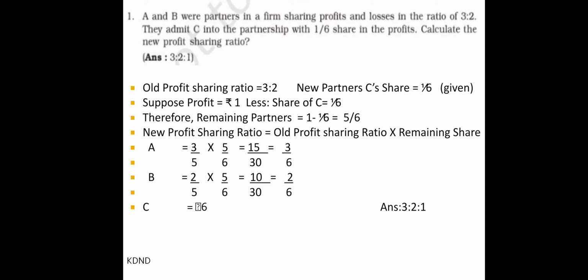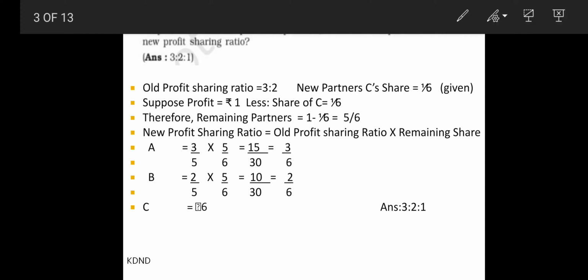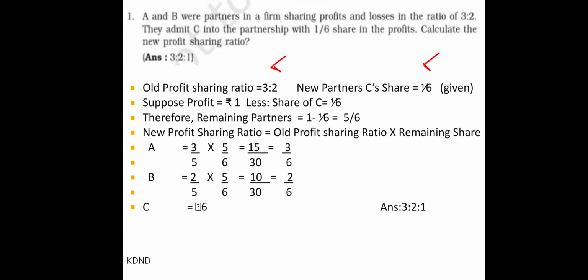So suppose profit is equal to ₹1. You can suppose whatever you want, but 1 is ideal to suppose because here the parts are given as fractions, like 1/6 and 3/5. So assuming 1 as the profit will be more easy and flexible for understanding. So profit is equal to 1, less share of C, 1/6. So the remaining share left is 5/6.